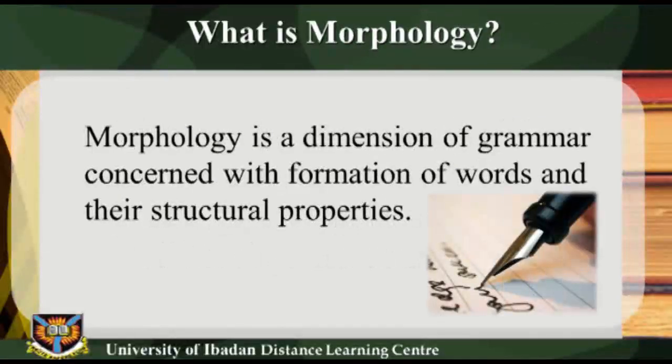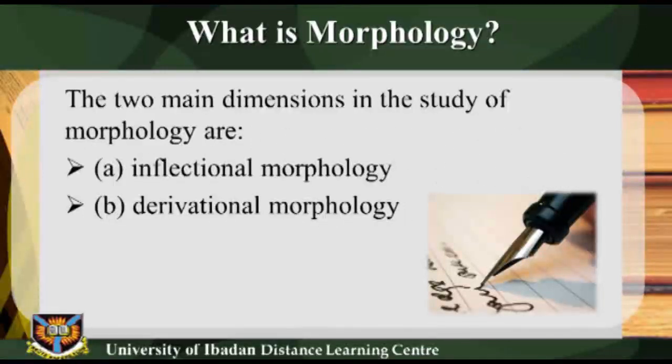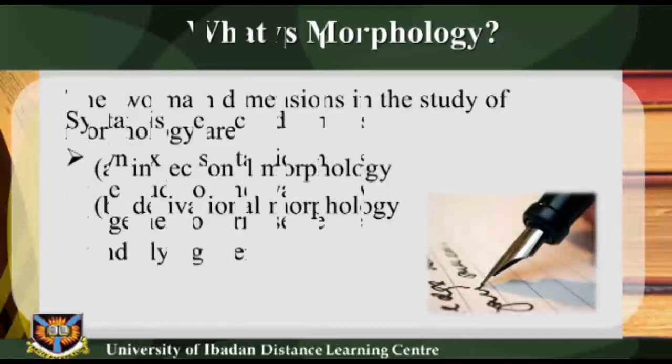What is morphology? Morphology is one of the dimensions of grammar and is concerned with the formation of words and their structural properties. There are two main dimensions in the study of morphology: A, inflectional morphology, and B, derivational morphology. For further discussions, see lectures 3, 4, and 5.